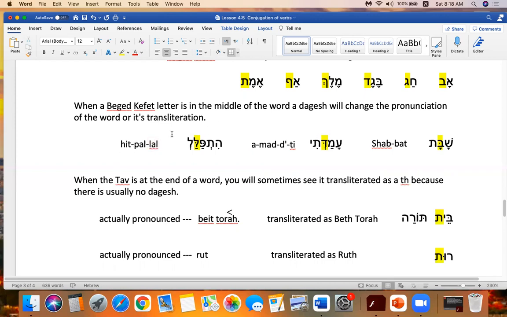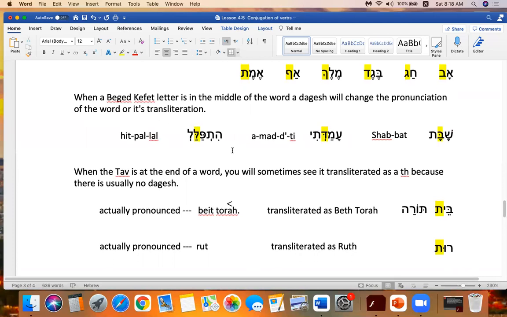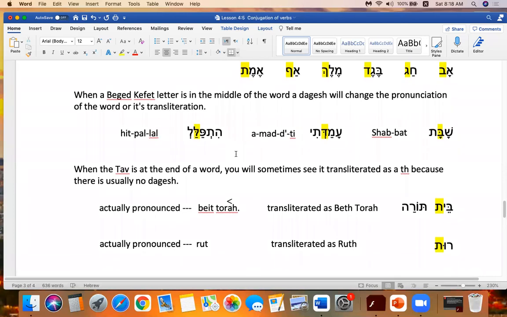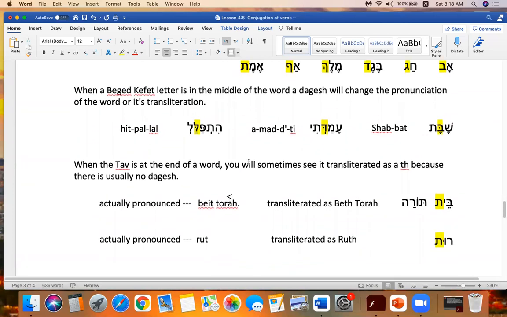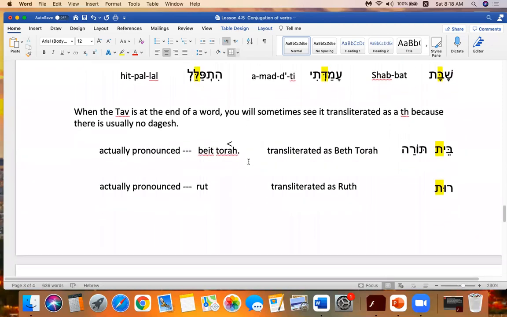Heat, pal, is the same thing. Okay, pal, so that's really P-A-L, with the two letters, the two L's. When the tav is at the end of the word, you sometimes see it transliterated as a TH because there's usually no dagesh. Well, I found out there's not a dagesh at the end of the word.